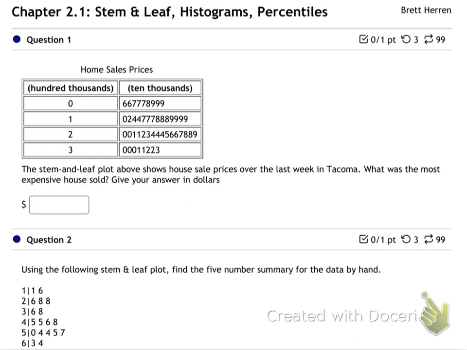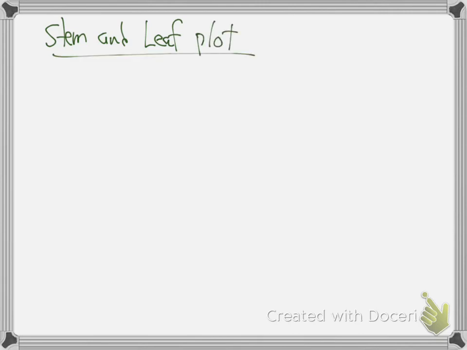All right, so what is a stem and leaf plot? Let me come over here and make one real quick. And I think it'll then make sense. Stem and leaf plot. So what is it?